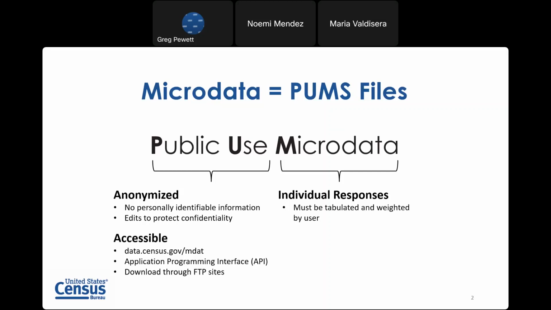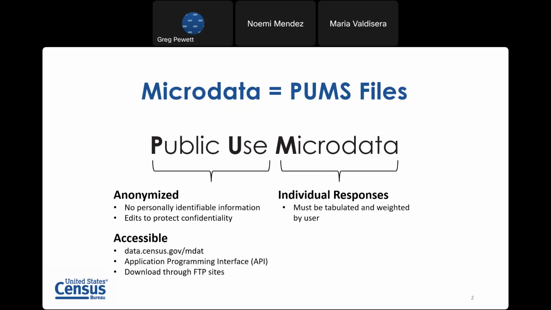Now, these microdata files are accessible through data.census.gov/MDAT, which we will be diving into today, but they are also available through our application programming interface, or API, as well as through download on our file transfer protocol site, or FTP.